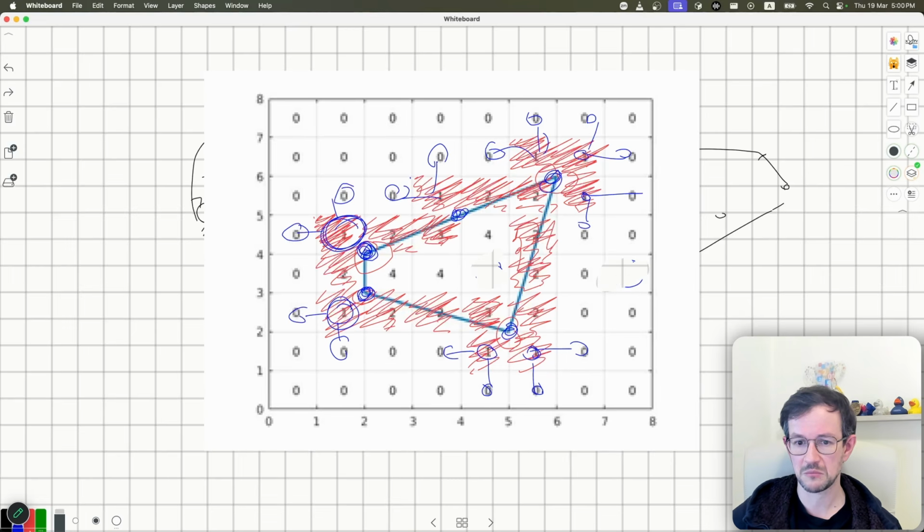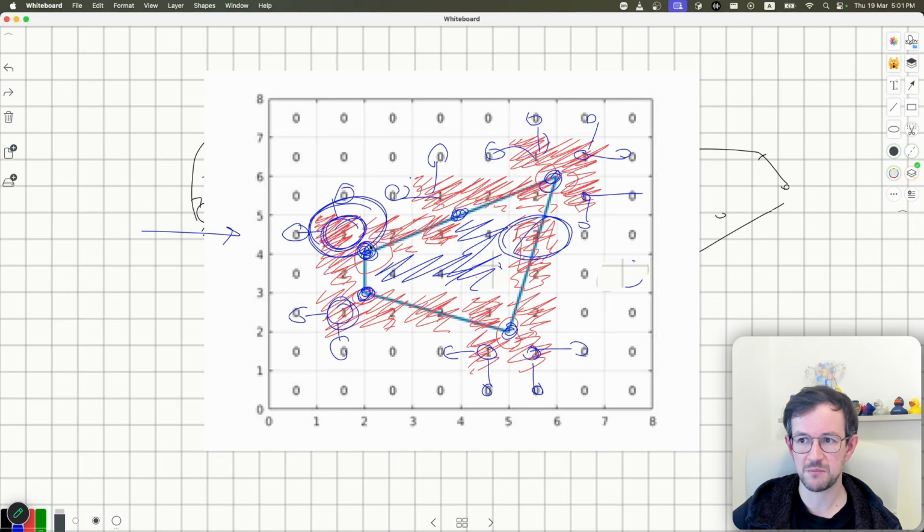Basically, all the points inside this region are 4, so all these points should be 4s. How to check if a point is inside or outside? There are many ways to do it. I do it like this: for every y coordinate, I remember the leftmost and the rightmost point. So everything in between is inside the polygon. That's it. Everything outside is outside.